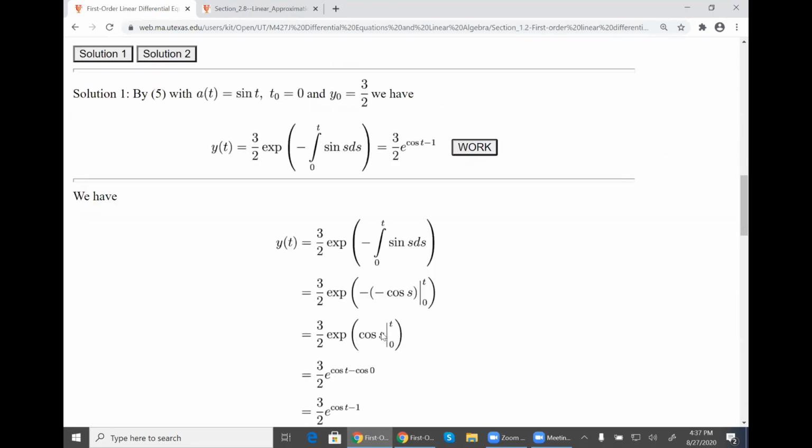We'll get here cosine of t, where instead of t, we can plug in again t of 0. So it's a little bit confusing. Let us use a different letter. Let us use, for example, s. Gotcha. Then if s is equal to t, we get cosine of t. If s is equal to 0, we get cosine of 0. That's it. Okay, cool. Yeah, I understand.